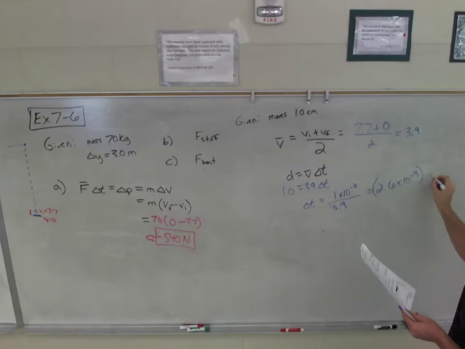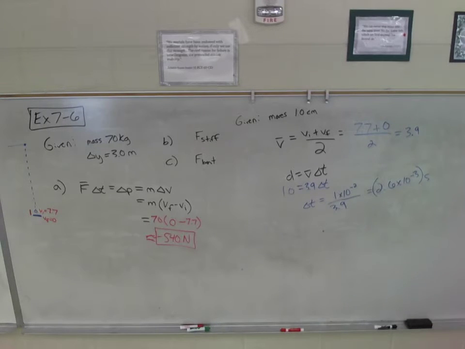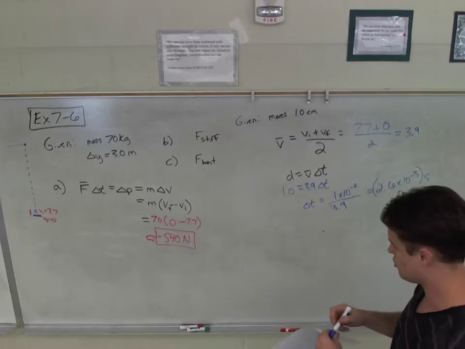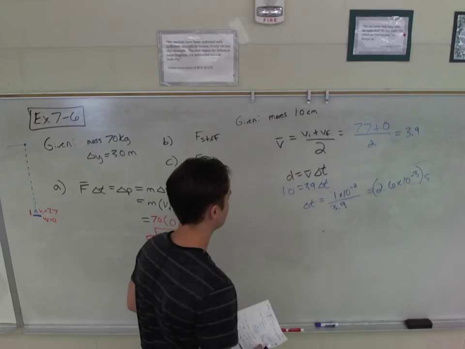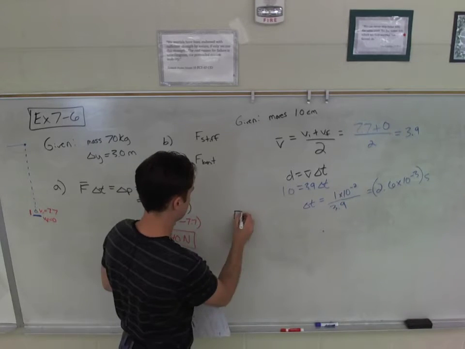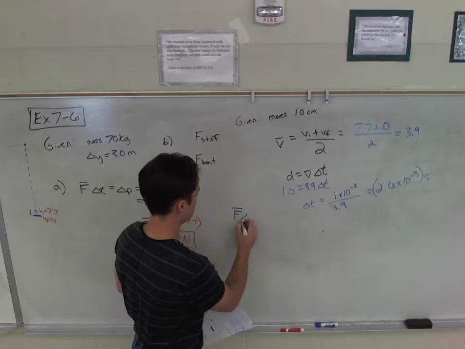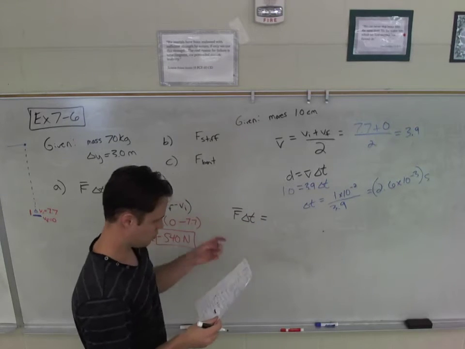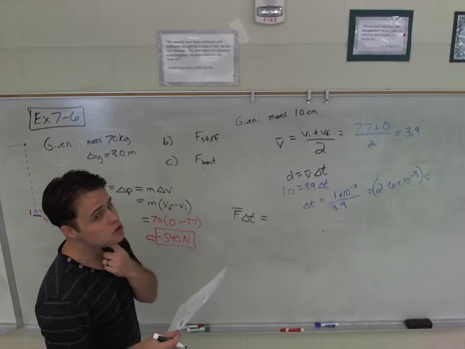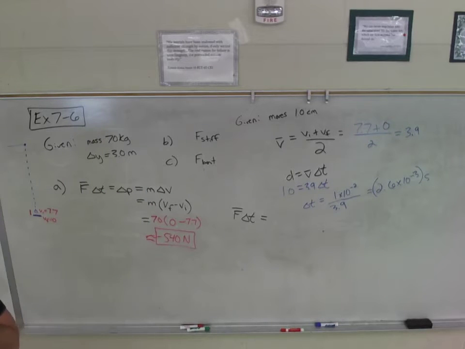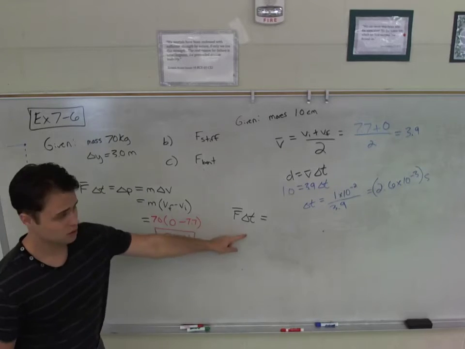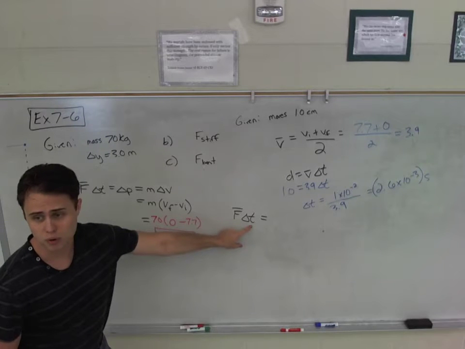Only reason I want you guys to do it is so you believe me. Okay? So that's 2.6 times 10 to the negative third seconds. A very small amount of time, right? That makes sense. We're considering a very small time interval. So now we can use average force times that equals... This is impulse, right? We just figured out the time period of that impulse.